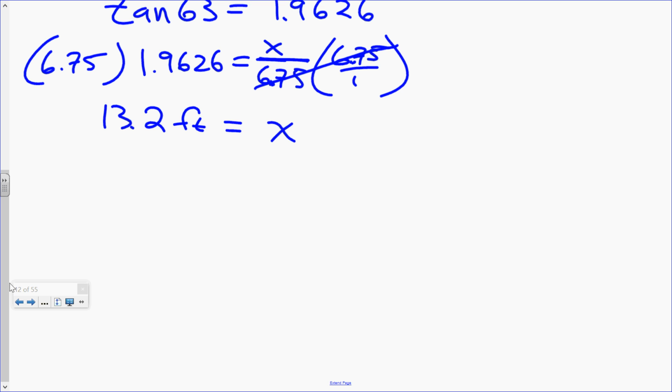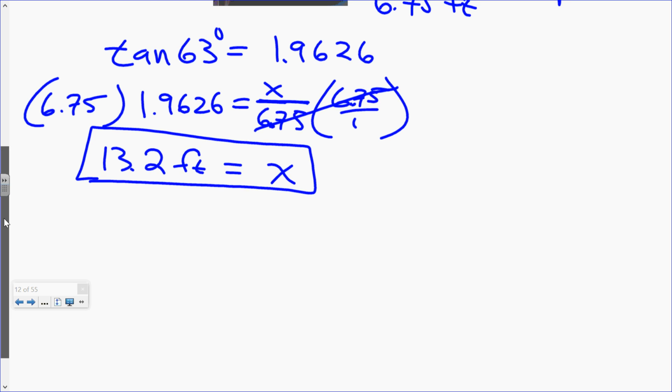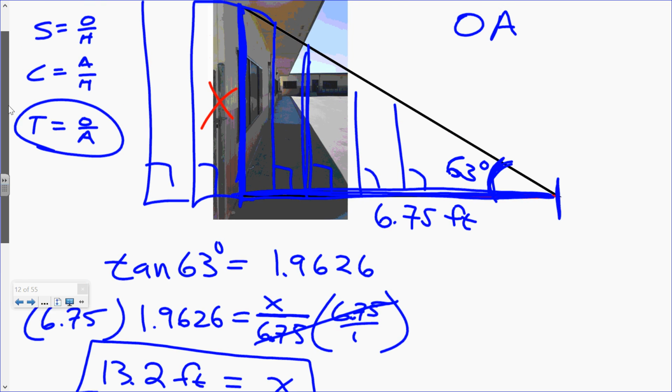Guess what we found, people? We found the height of the building. It's 13.2 feet. Because we know the ratio had to be that eternal ratio, 1.9626. The ratio of the opposite to 63 degrees over the adjacent had to be this, so we solve for x. X is 13.2 feet. So we're able to find the height of a structure without actually directly measuring it and climbing the wall. What kind of uses does this have in trigonometry?